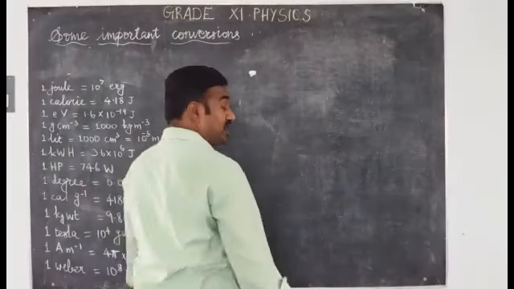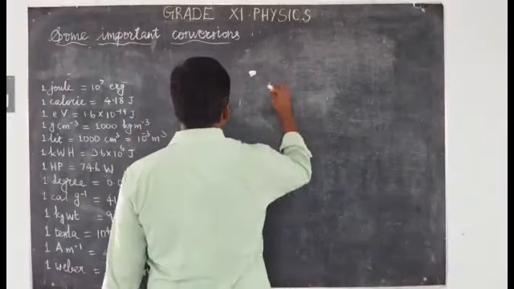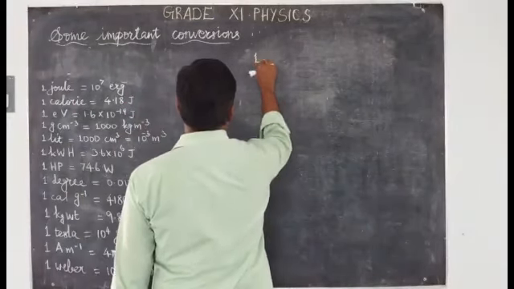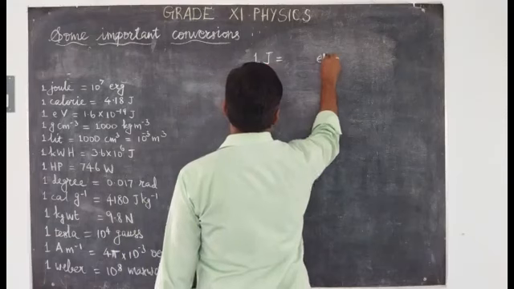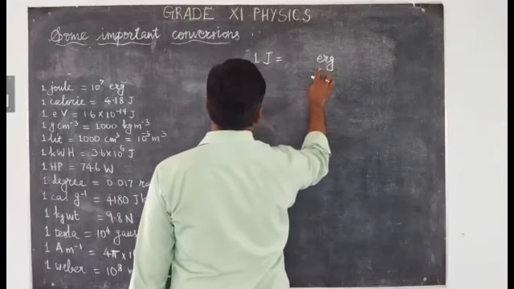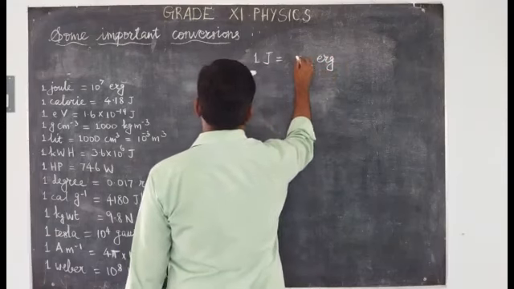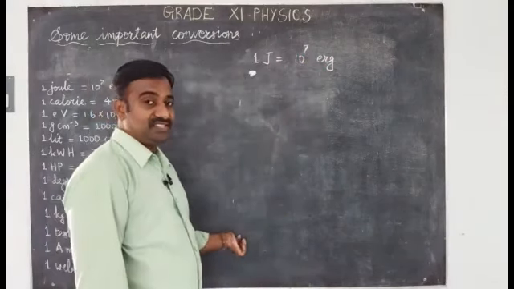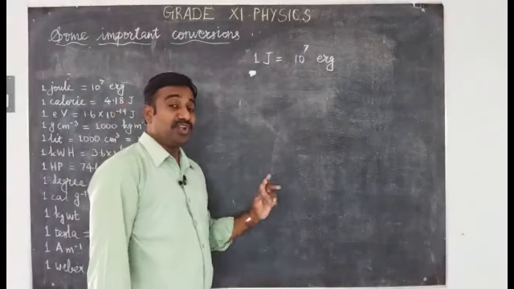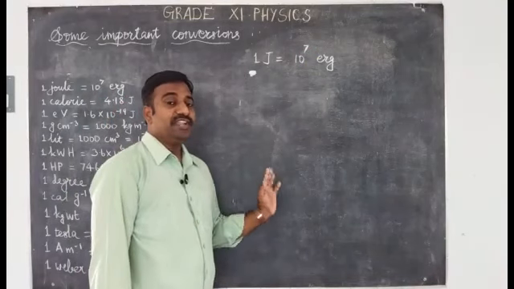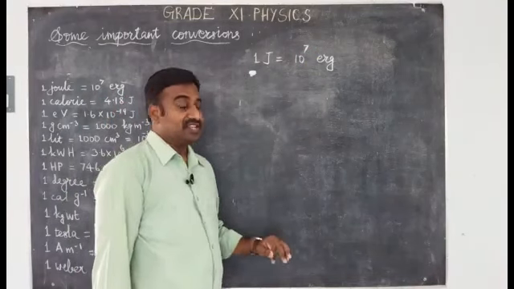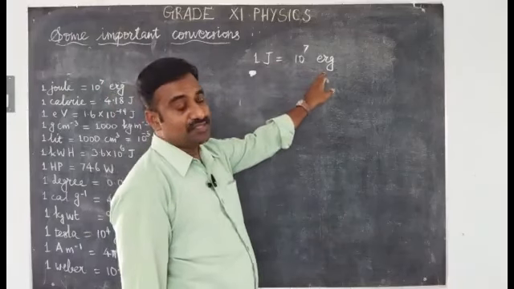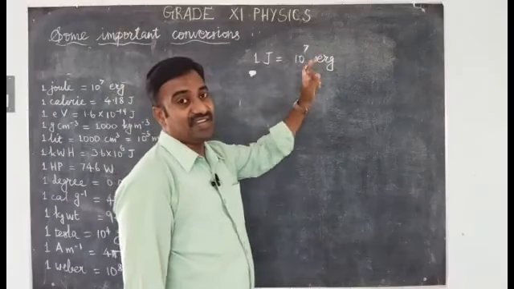Moving to the third conversion, Joule, because the SI unit of energy is Joule, no? 1 Joule is equal to how many ergs? Erg is the unit that represents the CGS system of energy, which is equal to 10 to the power 7. So in the previous case we have seen the SI unit of force is Newton, and 1 Newton is equal to 10 to the power 5 dyne. Similarly, the SI unit of energy, 1 Joule, is equal to how many CGS units? That is 10 to the power 7 erg.